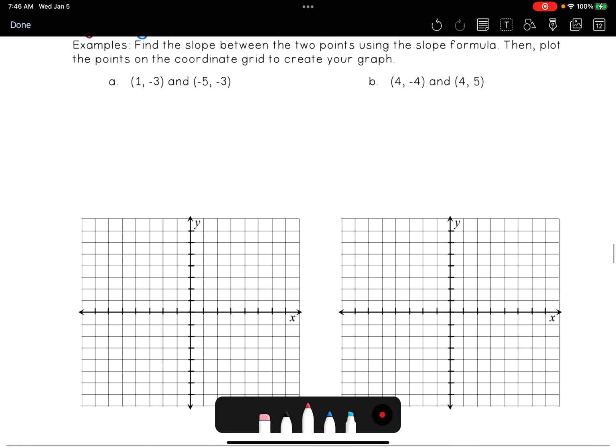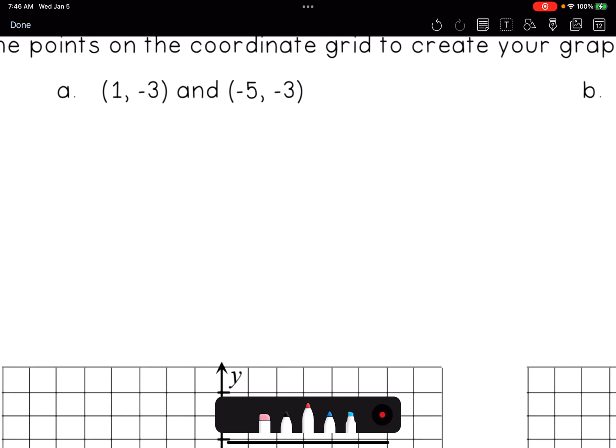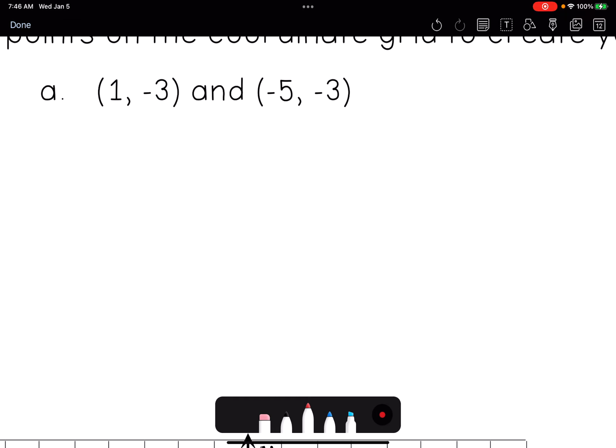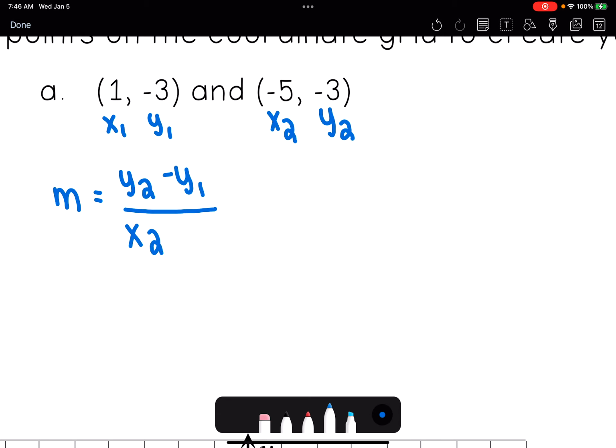So we can find the slope between 2 points and then plot the points on the grid to create a graph. If I have 2 points, what I can do is label them x1, y1 for our first and x2, y2 for our second. Then remember our slope is y2 minus y1 over x2 minus x1. So plug in what you know.